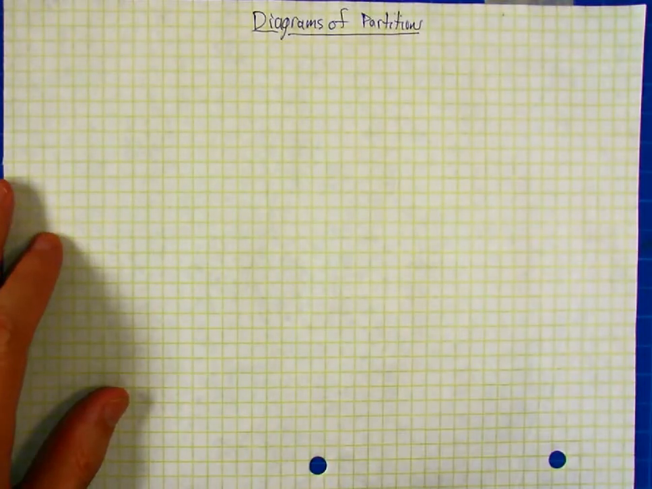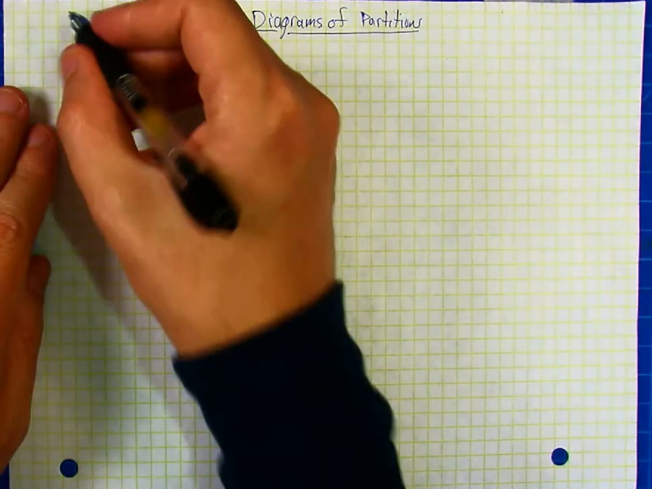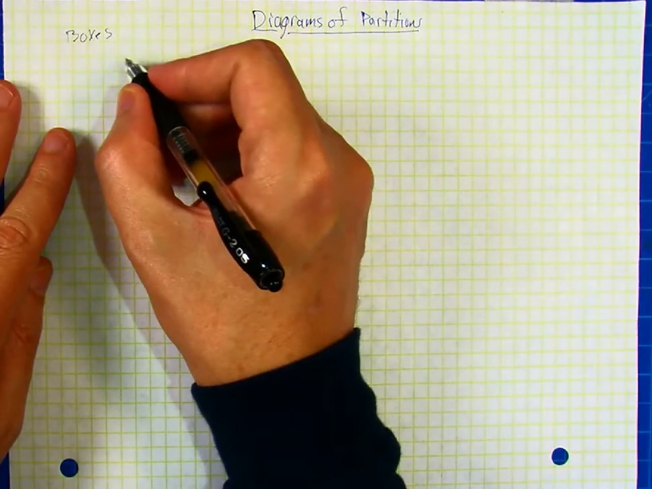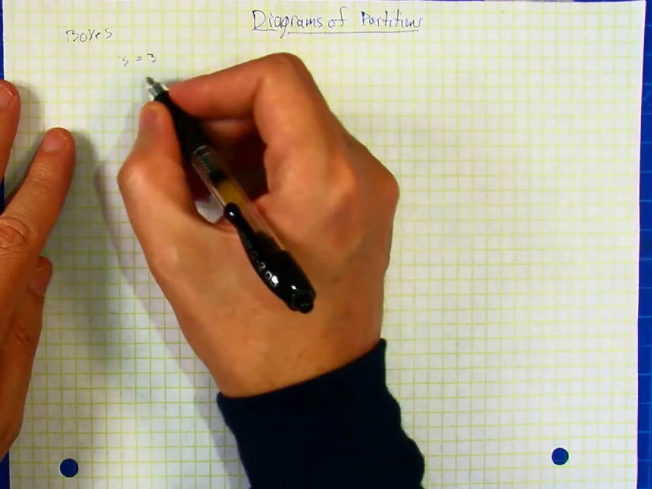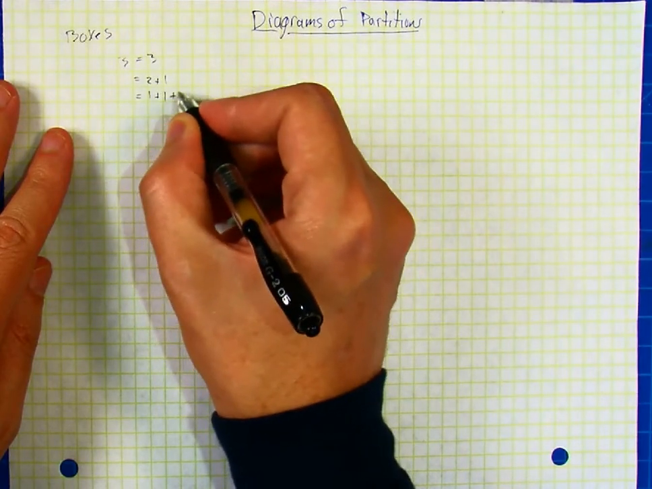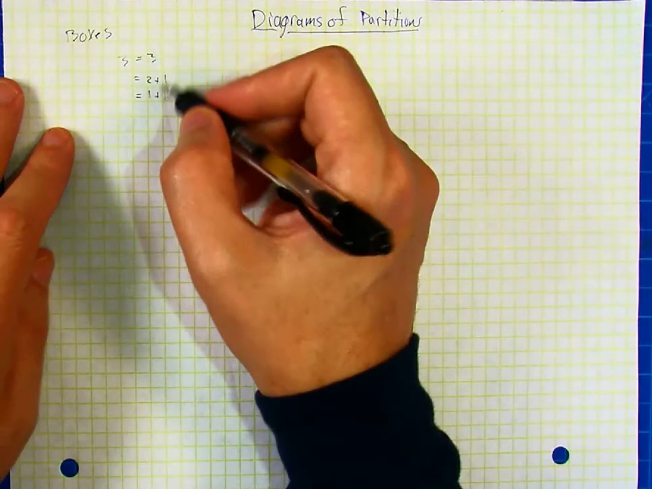Let's look at some fun ways to diagram partitions. One way would be maybe we want to represent these using boxes. For example, we have 3 equals 3, or you could write it as 2 plus 1, or you could write it as 1 plus 1 plus 1. So maybe we just use boxes for each of these.